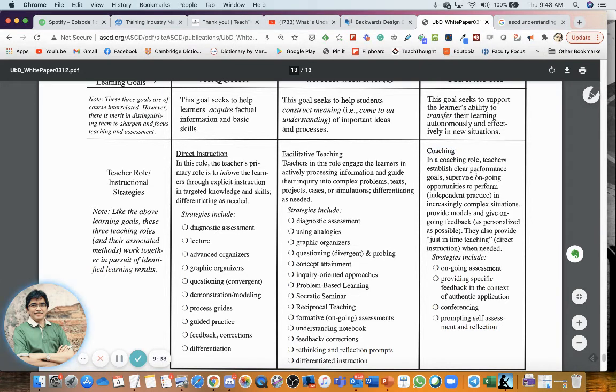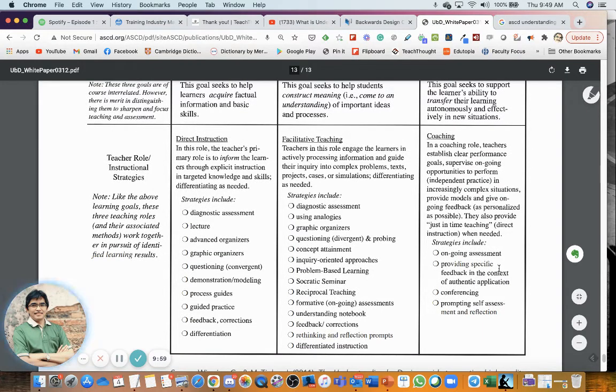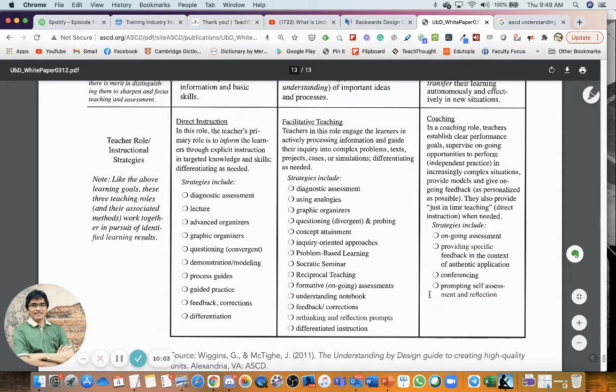In a coaching role, teachers establish clear performance goals, supervise ongoing opportunities to perform independent practice in increasingly complex situations, provide models, and give ongoing feedback as personalized as possible. They also provide just-in-time teaching, direct instruction when needed. And these are some examples of the strategies, and all these strategies are elaborated in their book.